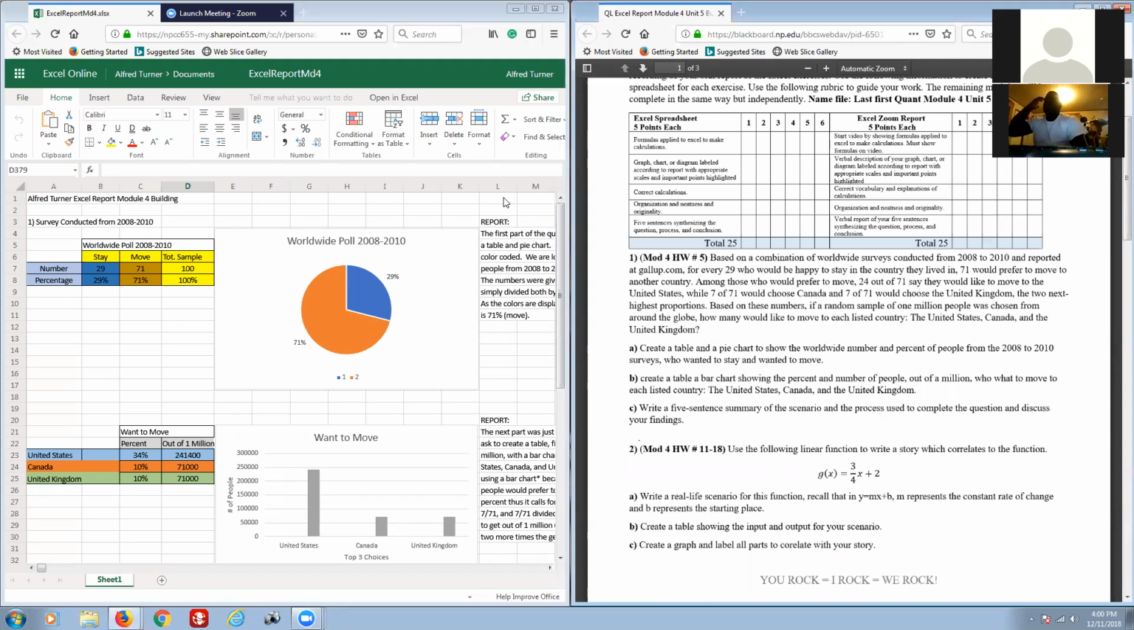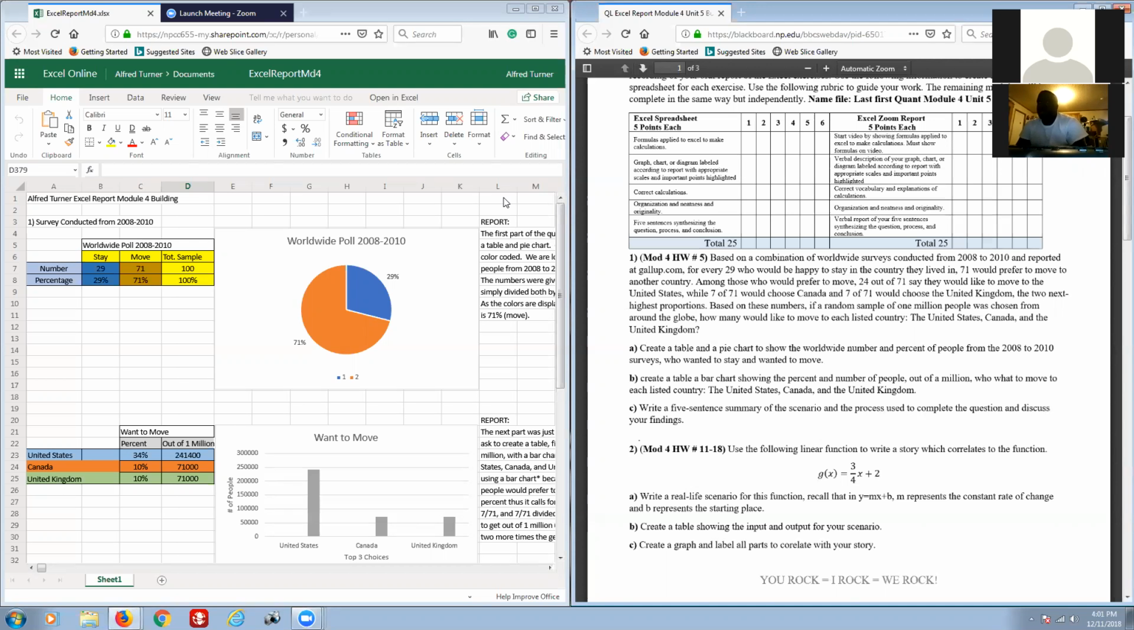Among those who would prefer to move, 24 out of 71 said they would like to move to the United States, while 7 of 71 would choose Canada, and 7 of 71 would choose United Kingdom. Based on the numbers, if a random sample of 1 million people were chosen from around the globe, how many would move to each listed country: United States, Canada, and United Kingdom?